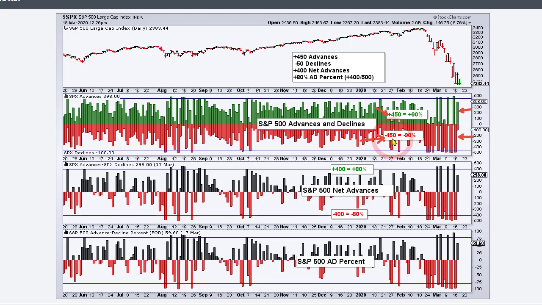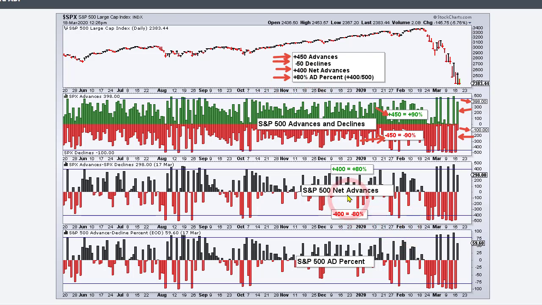So to get to 80%, the next step is to get net advances. That's when you subtract the number of declines from the number of advances. You can see in this example, we had 100 declines and we had 398 advances, so you would have a net of plus 298. For example, if you had 450 advancers and 50 decliners, as I'm showing up here, then you would have 400 net advances. And you can see here that when you divide that by 500, the number of stocks in the index, you get plus 80%.